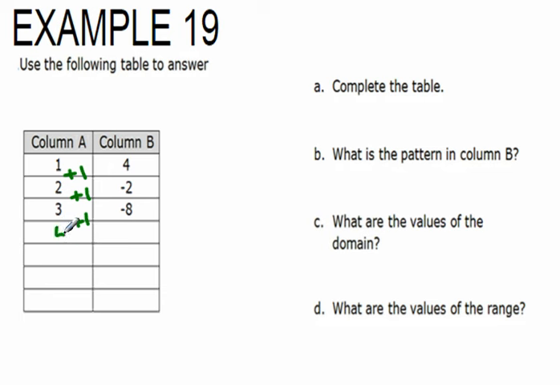So 3 plus 1 would be 4, 4 plus 1 would be 5, 5 plus 1 is 6, and 6 plus 1 is 7.